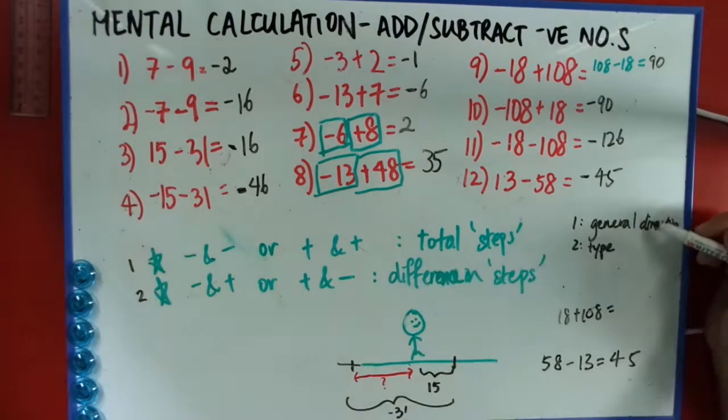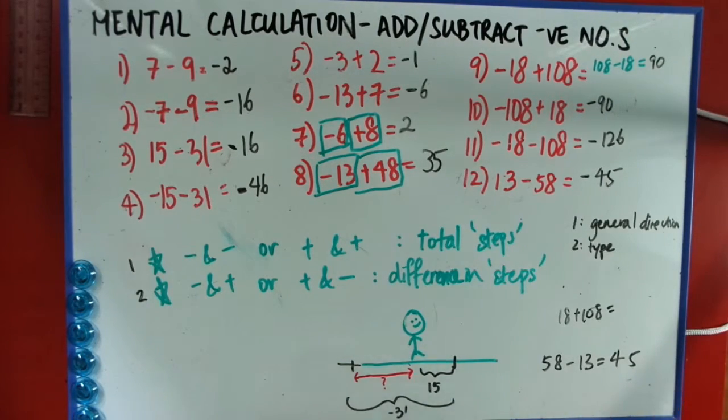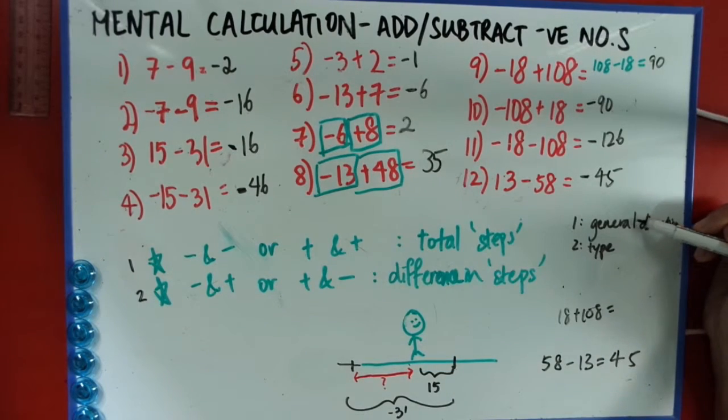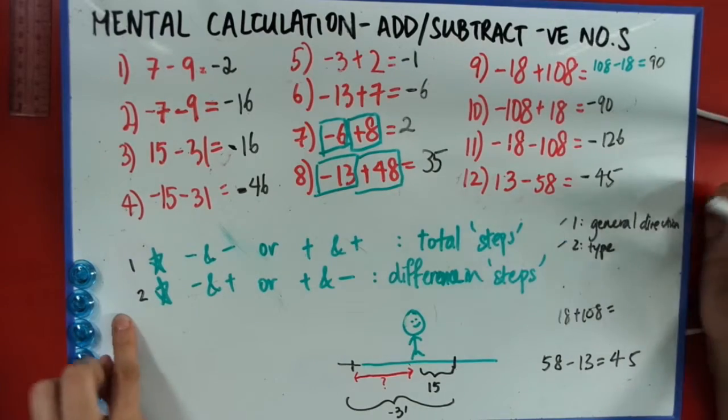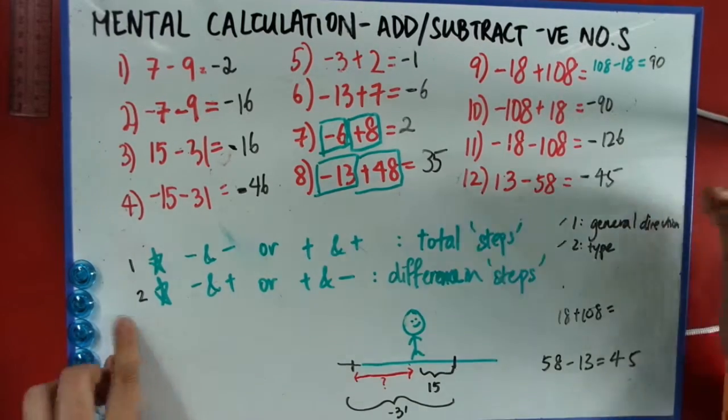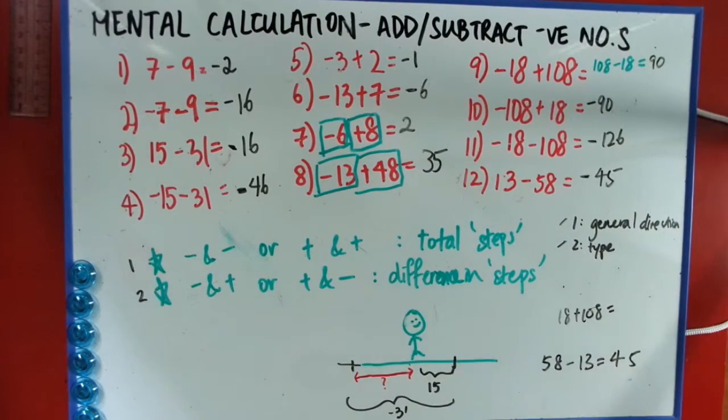Okay, so you see how easy it has become once you are able to split this kind of sum into two separate parts of the question, okay? First, you determine the general direction. Then you determine which type it belongs to. It takes a little bit of practice, but as long as you do this a lot, you just keep doing it.